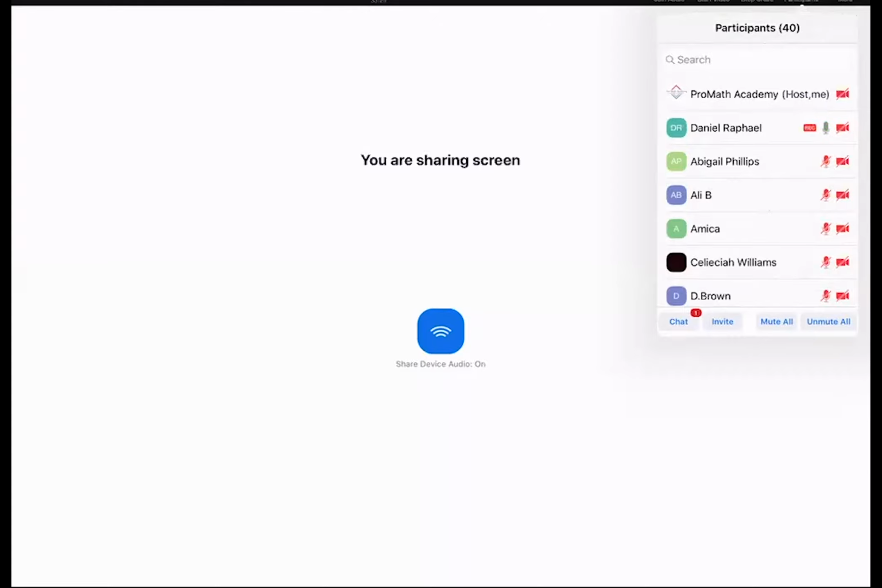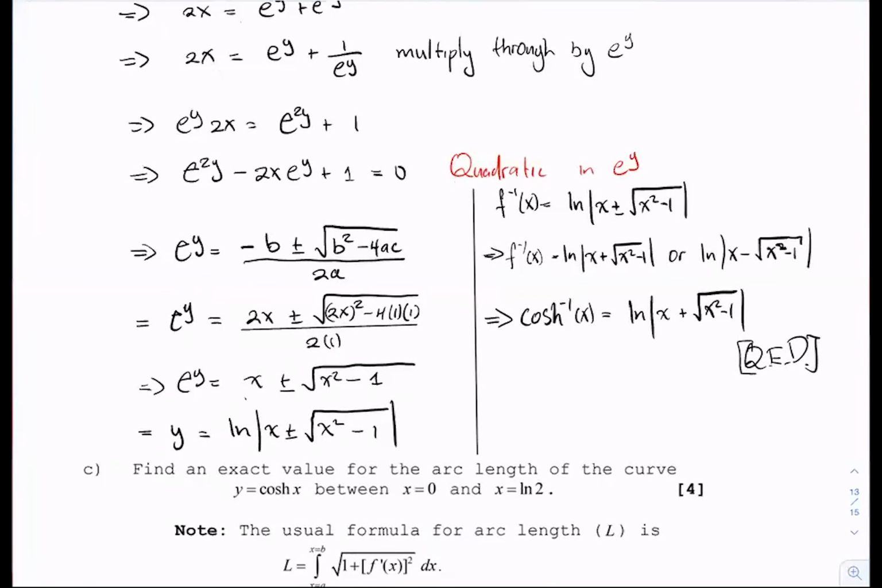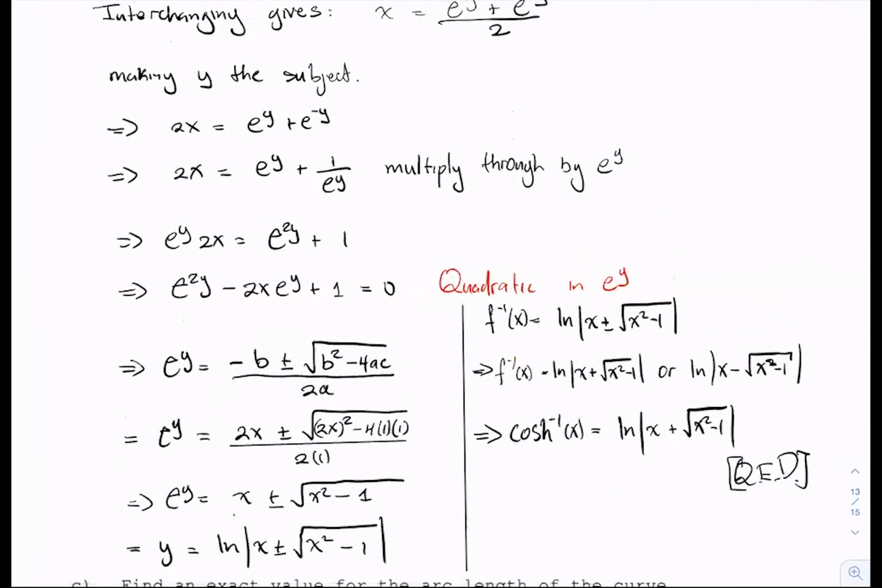So for this particular result, guys, notice that here we have two possible functions representing f inverse of x. But here I chose cosh inverse to be that one. All right, so that's something for you guys to think about. I would love to hear your opinion on that result.